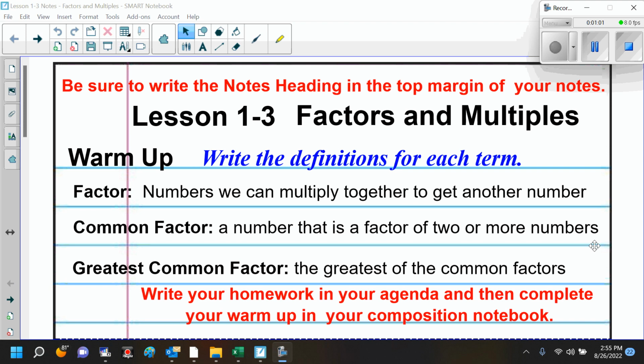Common factor. A common factor is a number that is a factor of 2 or more numbers. It's just what they have, the factors that they have in common. Okay? The greatest common factor is the biggest one of the common factors. So the greatest common factor is the greatest of all of the common factors.